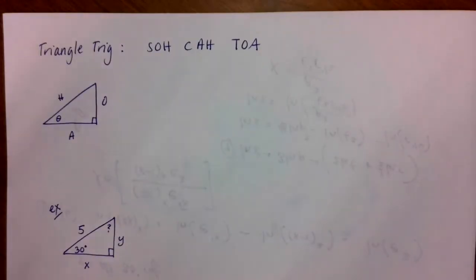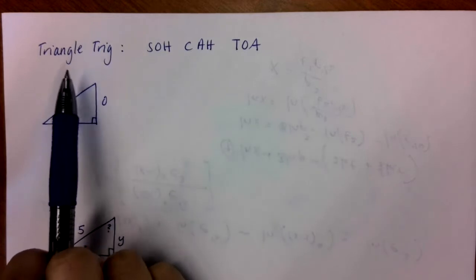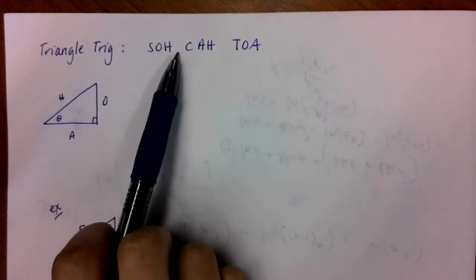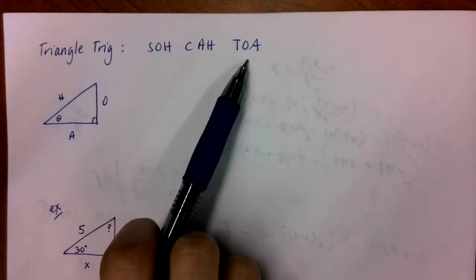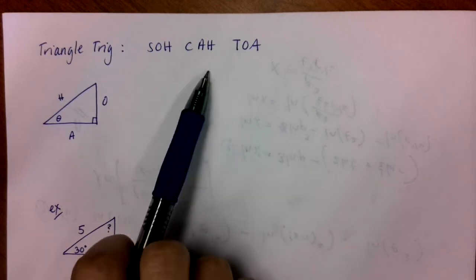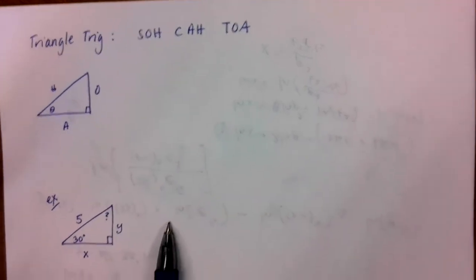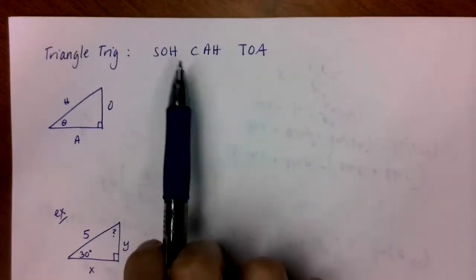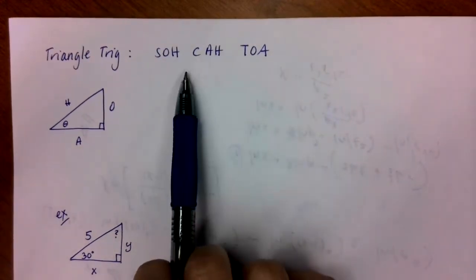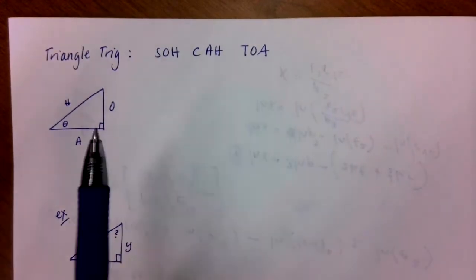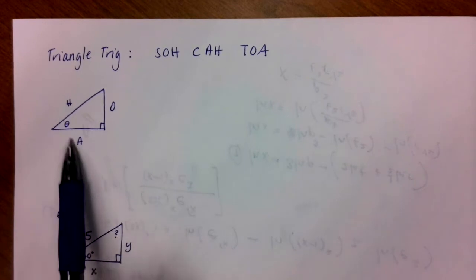Let's talk about triangle trig. So the big punchline to triangle trig is usually the phrase SOH CAH TOA. We'll talk about what this means, and then we'll do the example that you see below here, which is very similar to some of your WebAssign problems. SOH CAH TOA is just like a mnemonic device for remembering some ratios, and it's specifically referring to a right triangle.